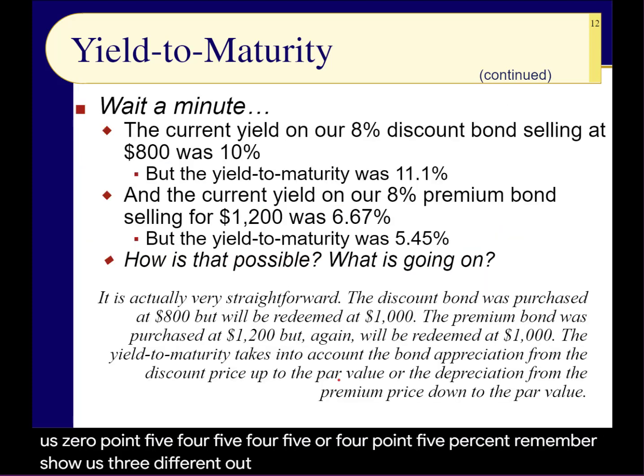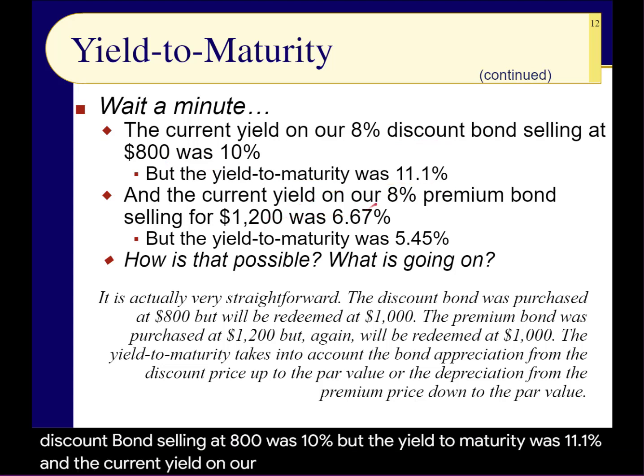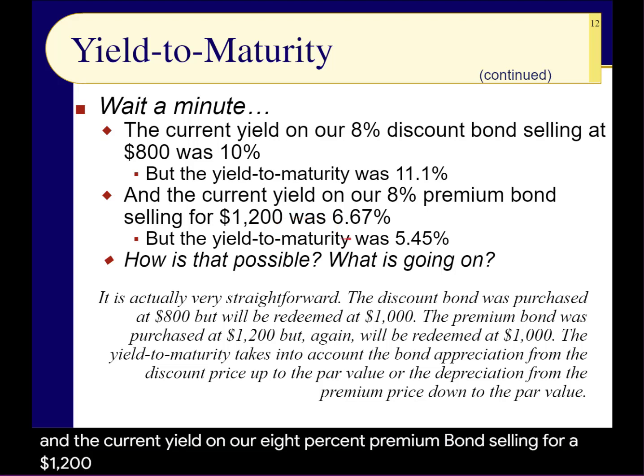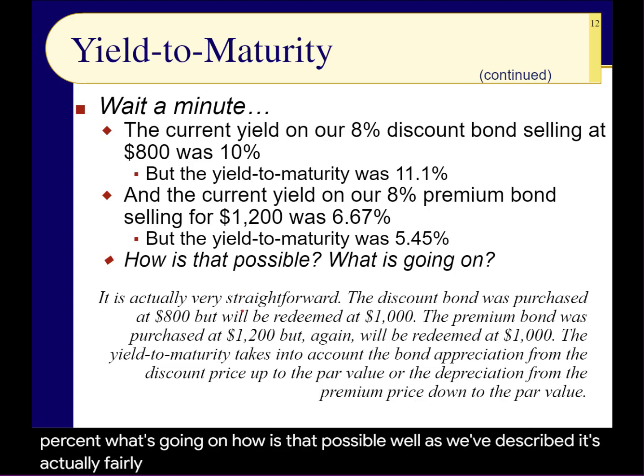So, wait a minute. The current yield on our 8% discount bond selling at 800 was 10%, but the yield to maturity was 11.1%. And the current yield on our 8% premium bond selling for $1,200 was 6.67%, but the yield to maturity was 5.45%. What's going on? How is that possible? Well, as we've described, it's actually fairly straightforward.